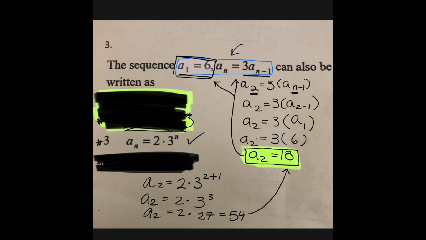All we're left with is number 3. And number 3 is our answer. We know that this formula is going to give us the same terms as the formula that we have up here in our problem.